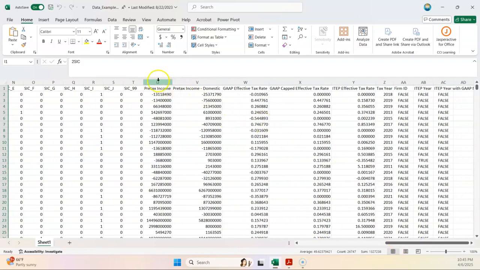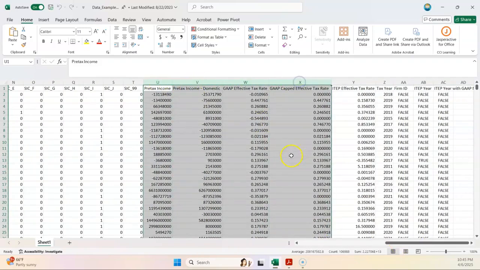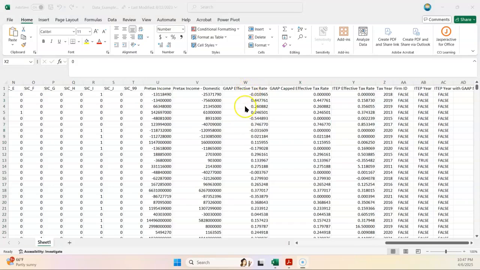And actually, it's U through X that we're going to look at. How much money they made pre-tax, and how much they made pre-tax just on the domestic side, so not including international stuff. And then this is the GAAP effective tax rate. GAAP is generally accepted accounting principles. This is just the pure rate: they take what they paid out in taxes divided by what they made, and it gives a percentage.